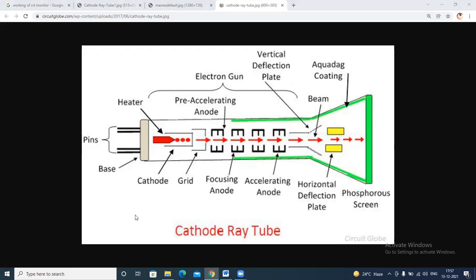Okay, so these are the pins attached to it. Base. This is the cathode, grid, focusing anode, accelerating anode, the horizontal deflection. This is a phosphorus screen. Here the green color is the phosphorus screen. This itself is the electron gun, which shoots electrons. This is the cathode, grid, focusing anode, accelerating anode. You can see everything they have shown here.